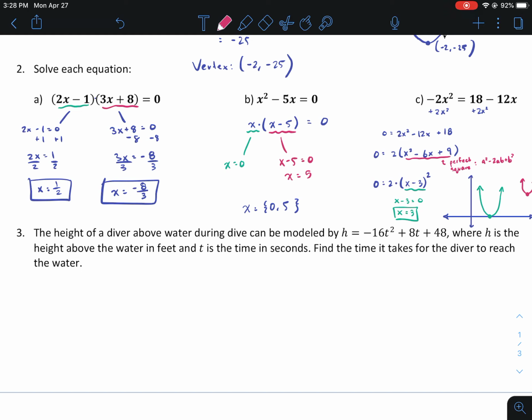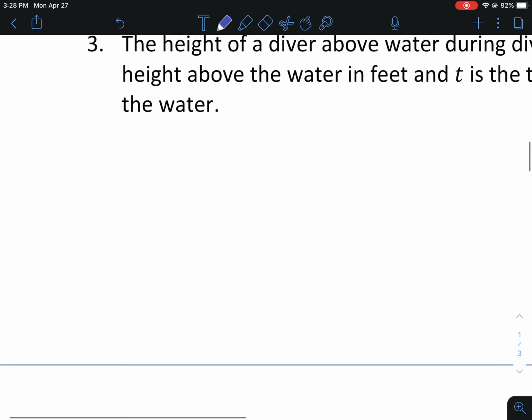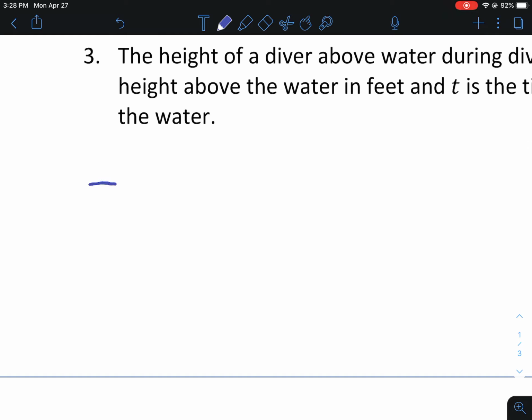So if the diver is reaching the water, that means the height is what? 0, right? So this is asking us to find the zeros. How long is it taking? So let's say my diver, say this is our diving board. I know that my diver is 48 feet above the water.